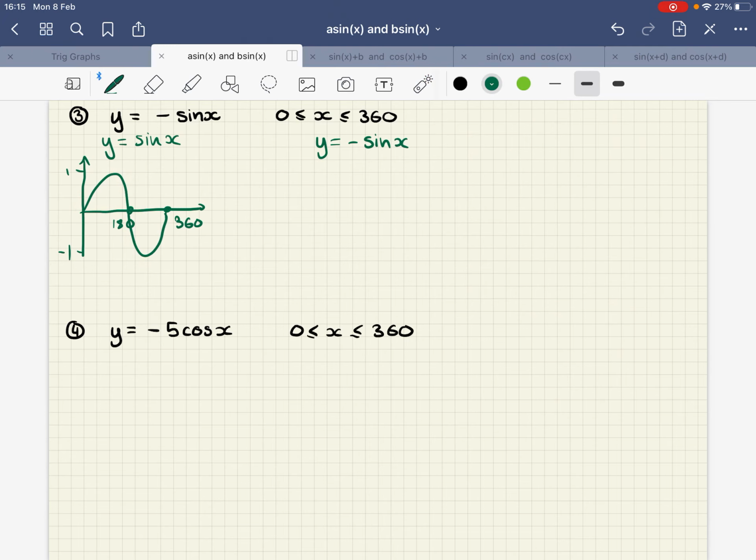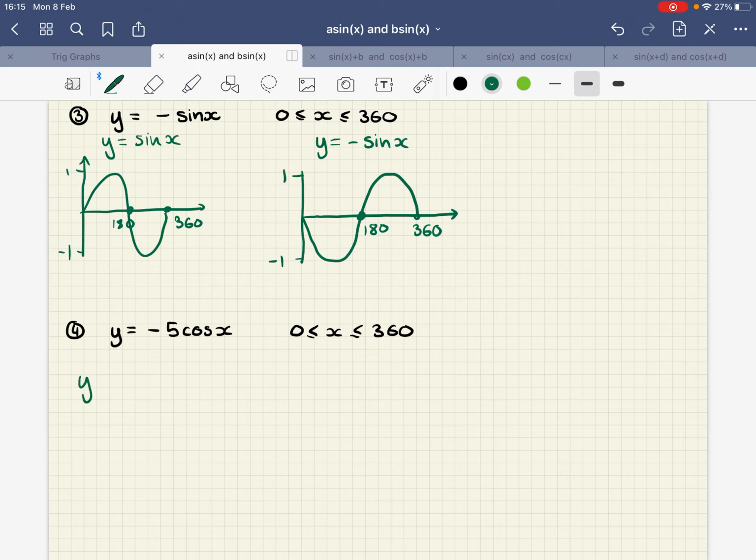So I draw my axes and I flip it so it's the other way around. Normally I go up from 0, but this time I'm going to go down, then up, then back down again. But I still pass through the 180, still pass through the 360, and because I haven't changed the number that's in front, it's still going to be 1 and minus 1.